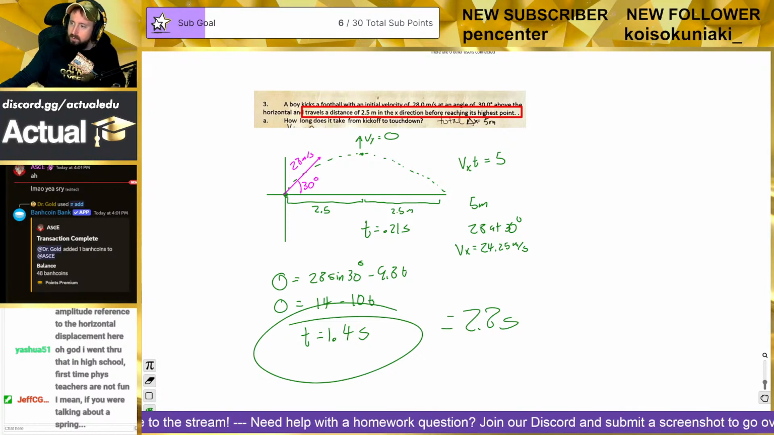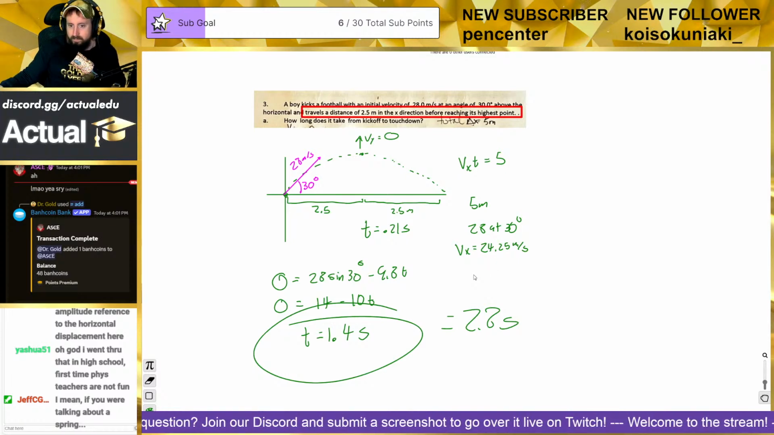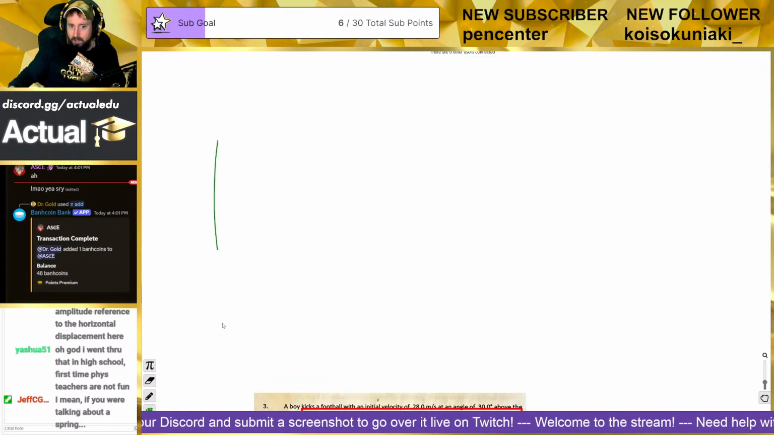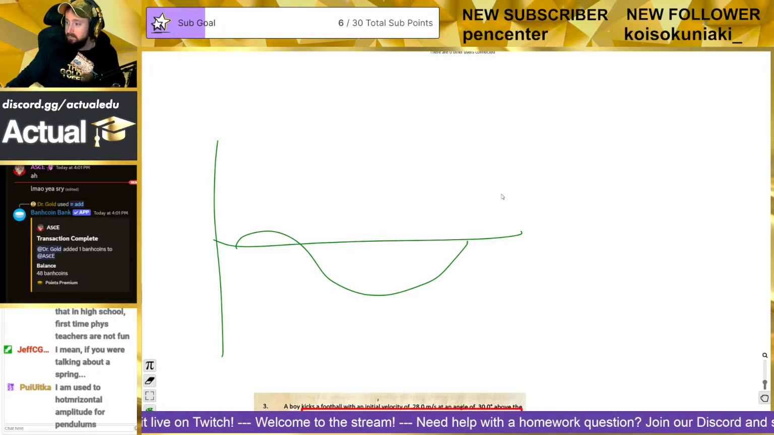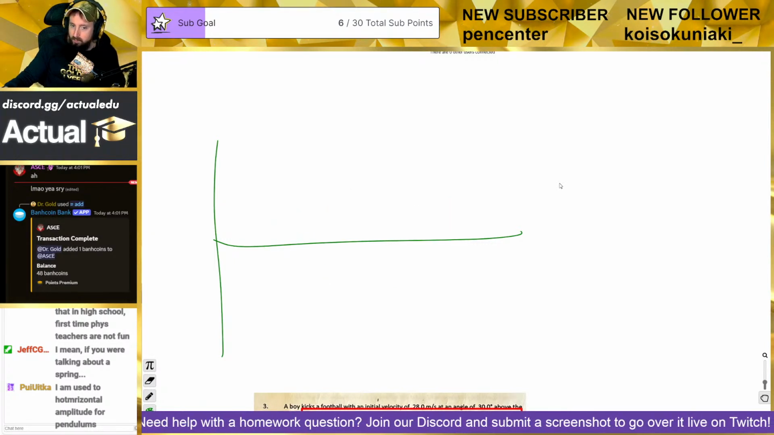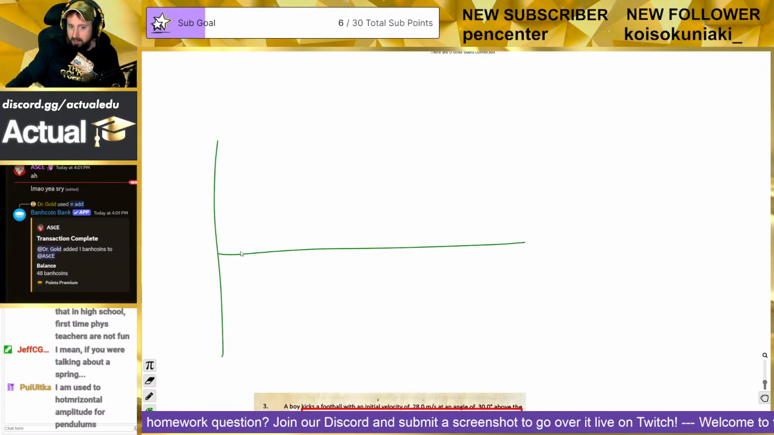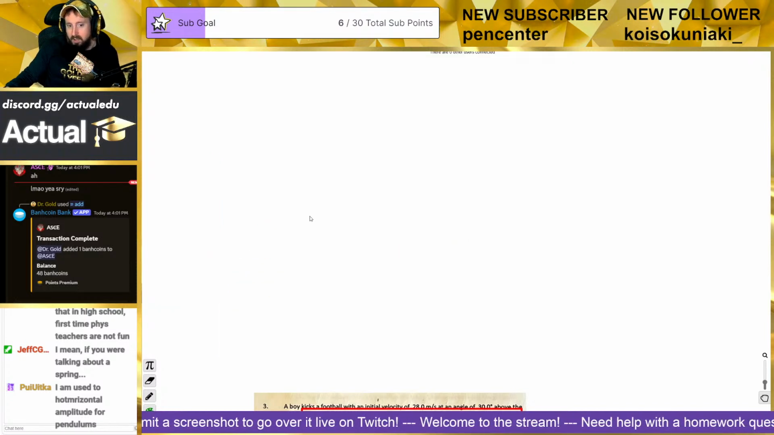Transverse means that the amplitude is orthogonal to the propagation. Someone says they're used to horizontal amplitude for pendulums. Wow, I didn't know that. Never seen it, but maybe. Usually, in this case, the amplitude, the up-down, is 90 degrees to the direction that the wave is going. Whereas with a spring, we measure the compression as the amplitude, and that's the same direction that the spring is moving.